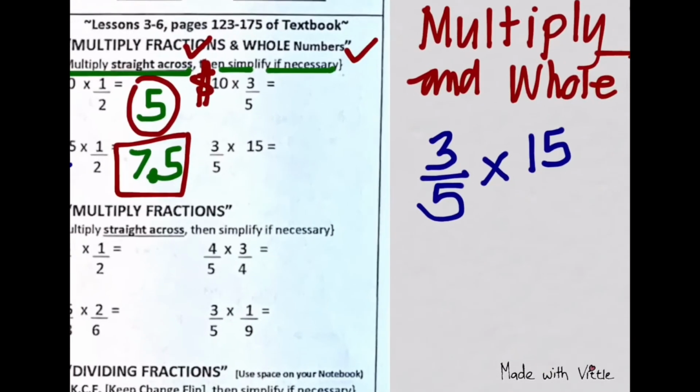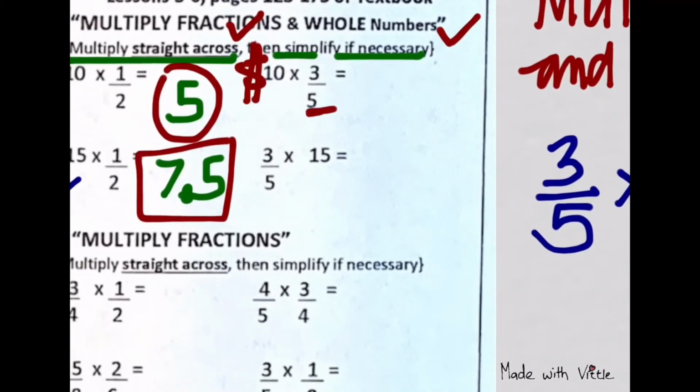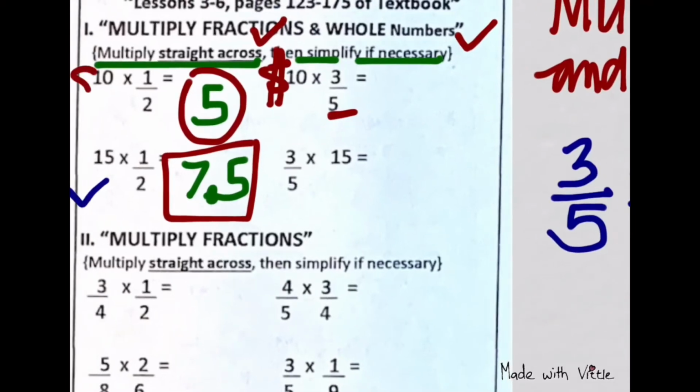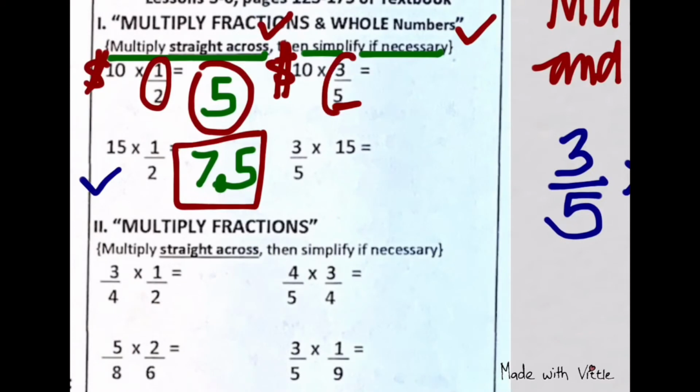Let's go ahead and take a look at this $10 times 3/5. It's just like the $10 earlier times 1/2, right? Remember what I said. It's like getting half of your $10. Here, it's like getting 3/5 of your $10. Do you think the 10 will increase, or are we making the 10 wholes decrease because we're just getting 3 out of 5 of it?